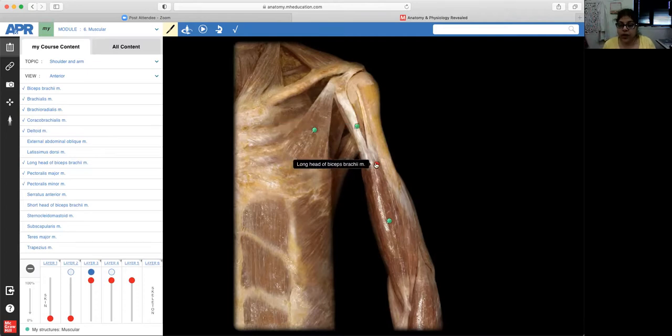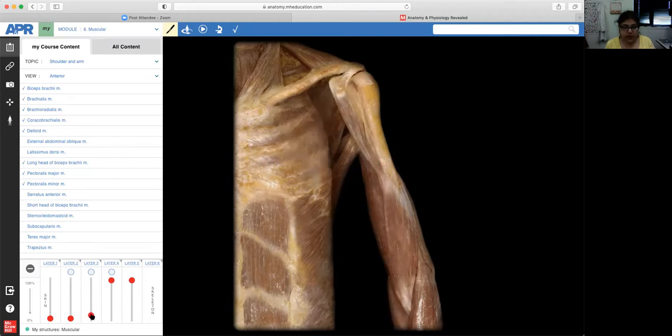So that is a short head. That's a long head, right? So that and that belong to this muscle, biceps brachii. That's a long head, that's a short head. And that's the biceps brachii muscle. All right, we dissect further.